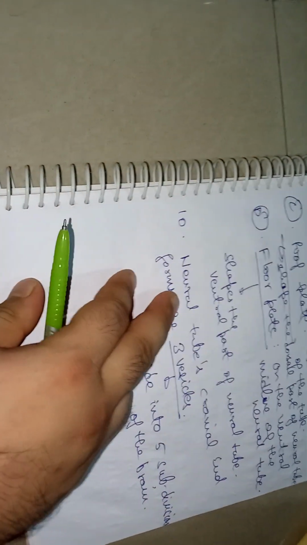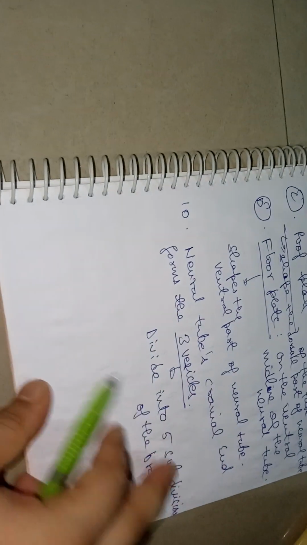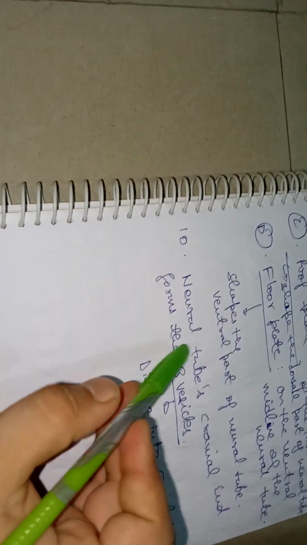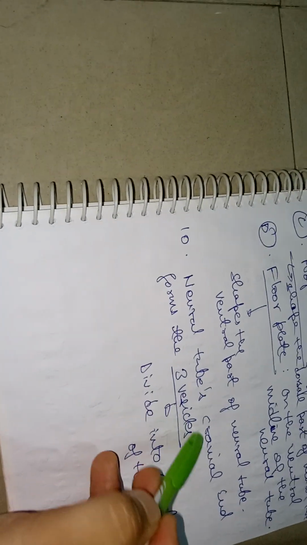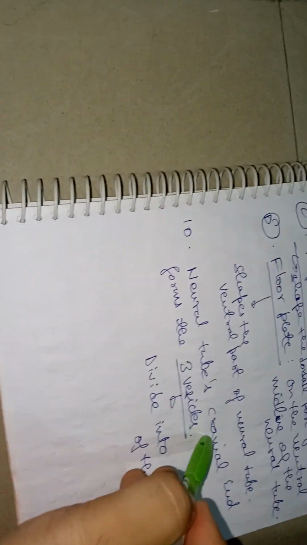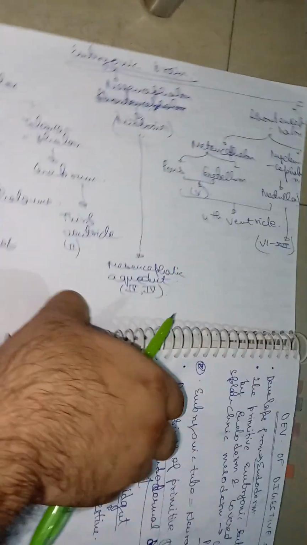Now we will study the fundamental development of the brain, the embryonic brain. We studied that the neural tube has two openings: the cranial neuropore and the caudal neuropore. The cranial end forms three swellings or vesicles. First they divide into three divisions of the brain, then they divide into five subdivisions of the brain.